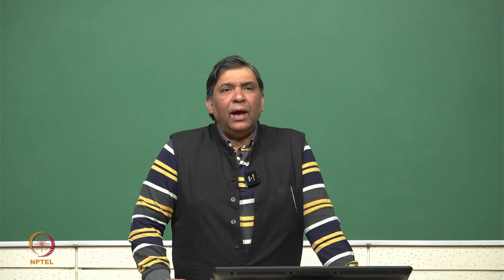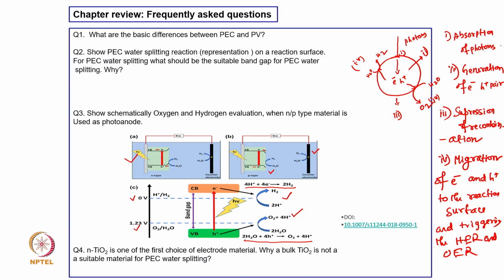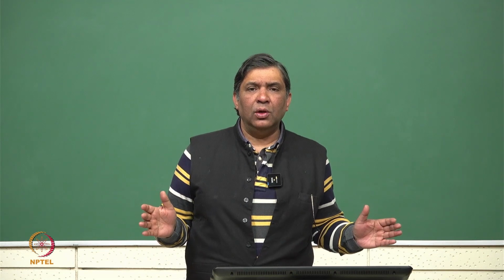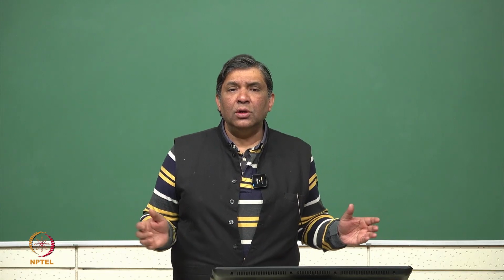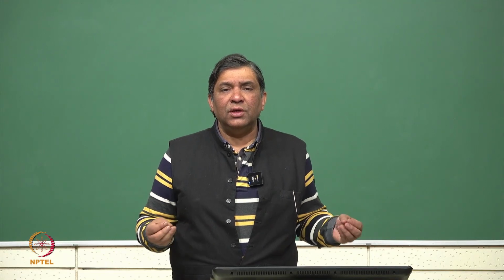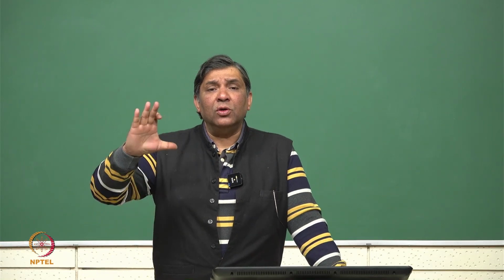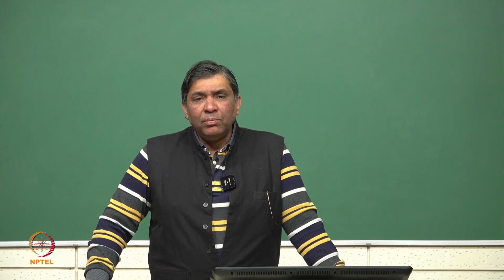Fine. So, let us look at the next question. Nano TiO2 is one of the first choices of electrode material. Why is bulk TiO2 not a suitable material for PEC water splitting? I told you that bulk TiO2 has a problem with the band gap. Although n-type TiO2 is very good because it is very stable in the electrolyte, bulk TiO2 is not good because of its very high band gap.